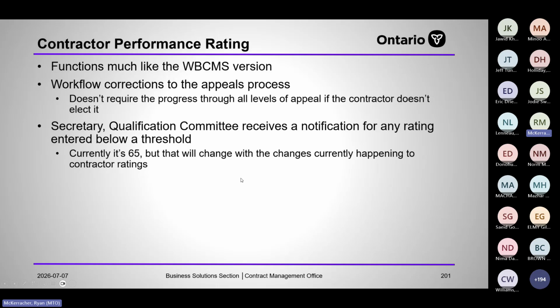Workflow corrections to the appeals process, so it doesn't require progressing through all levels of appeal now. And the Secretary Qualification Committee will receive a notification for any rating below a threshold. In CPRs for contractors, it's currently 65. If they score below 65, a report of poor performance is due by the CSA, and the secretary gets notified, because that needs to go to the committee for a report of poor performance. And for engineering service providers, such as yourselves on the design side of things, a rating below a threshold of 3 goes to the qualification committee.